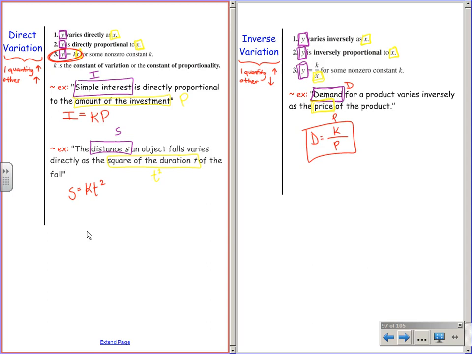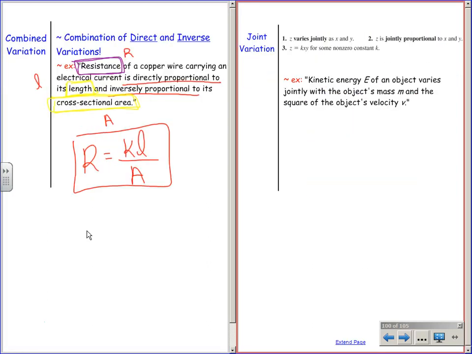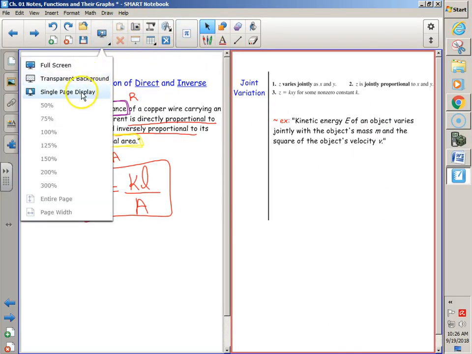The last one, if you guys are starting to get ready, is called joint variation. Jointly related, joint variation. Okay, this one does have some equations. I can't really make them much bigger, that's a bummer. Let me zoom in. I think we should be okay.